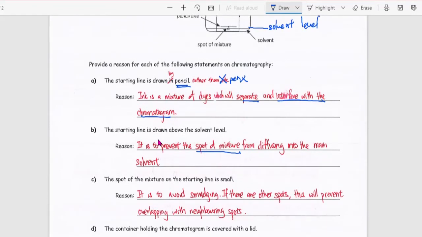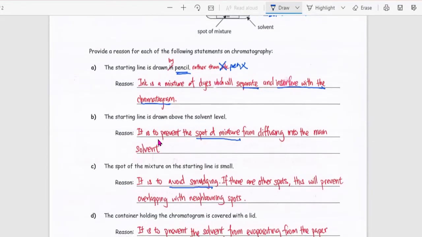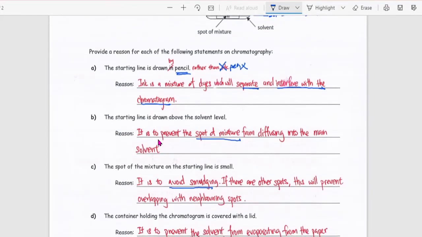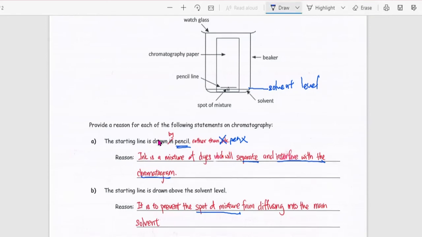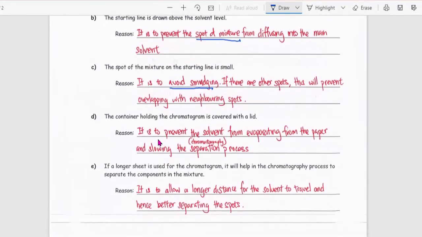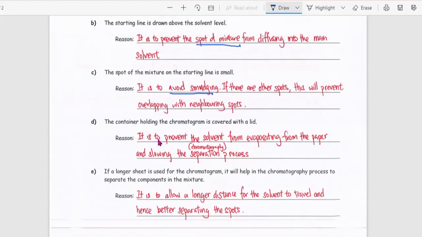Next, the spot of the mixture on the starting line is small. This is to avoid smudging. If there are other spots, this will prevent overlapping of the neighboring spots. If you make it very big, it will spread and cause the result to be affected. Therefore, we typically make it just a little dot, so that it will not affect the neighboring spots.